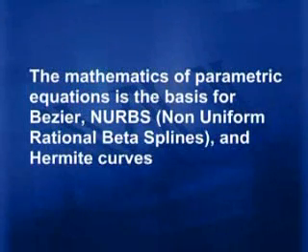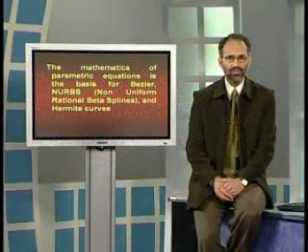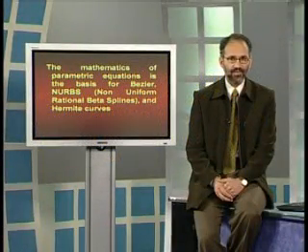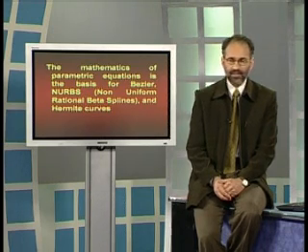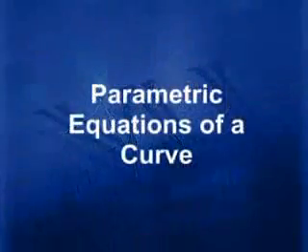The mathematics of parametric equations is the basis of Bezier, NURBS, and Hermite curves. NURBS are non-uniform rational B-splines, and we'll try to look at them as well in some later discussions. Today we will be talking about some of the basics, talking about the basic equation of curve, and then some plane curve equations, then of course relating them together and coming up with such form which can be easily manipulated like matrices. We start off with parametric equations of a curve.